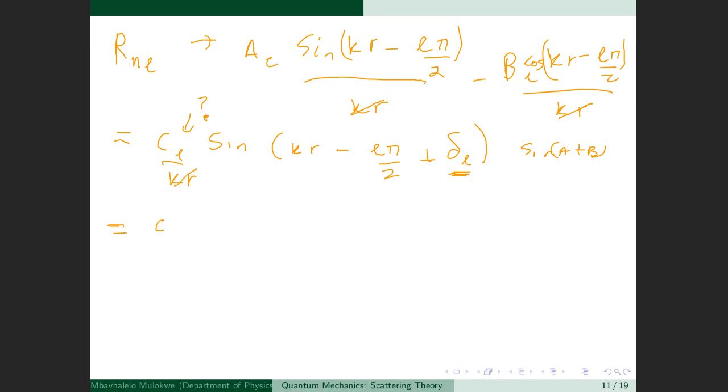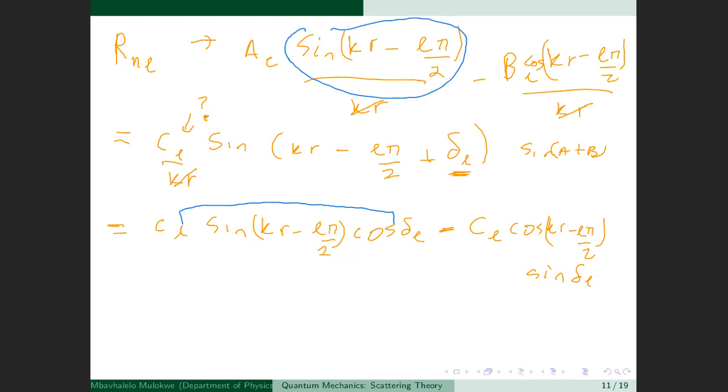So this will give you CL of sine KR minus L pi over 2 cos delta L minus CL cos KR minus L pi over 2 sine delta L. So then you can read off CL multiplied by cos delta L, because you're comparing that coefficient there. So the sine KR minus L pi over 2 are the same. So this means that CL cos delta L is going to be given by what I call AL.